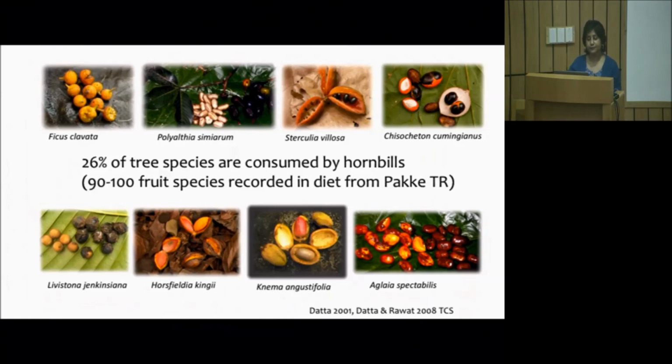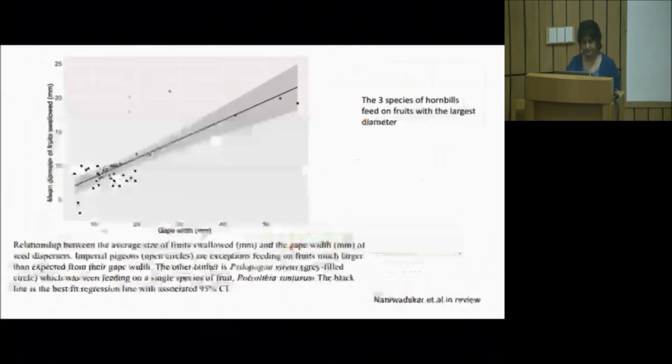And some of these fruits, like the Horsfieldia kingi and the Nema angustifolia and Aglaya from the Myristicaceae and the Meliaceae families, are these arillate capsular fruits. So they dehisce on ripening, and the hornbills eat the aril, the fleshy aril. The other fruits like the Polyalthea and the Livistona are these drupe-like fruits, and of course there are figs.